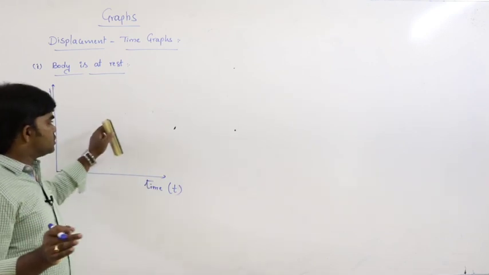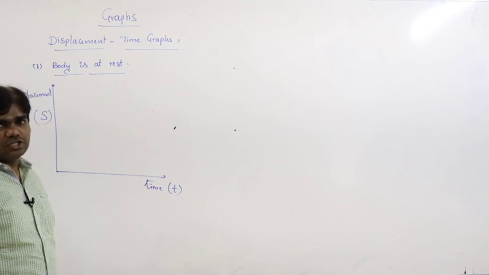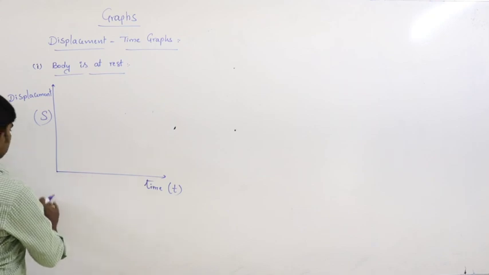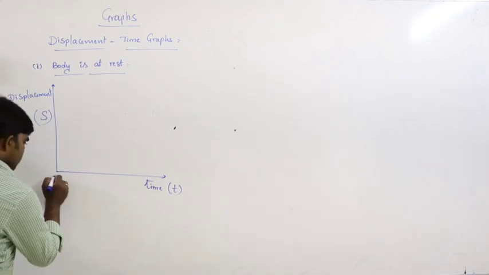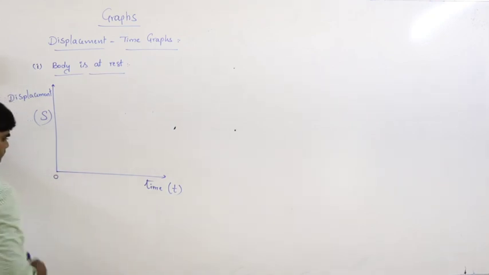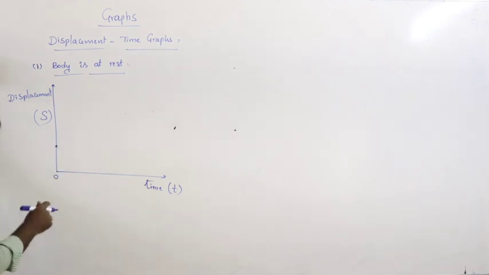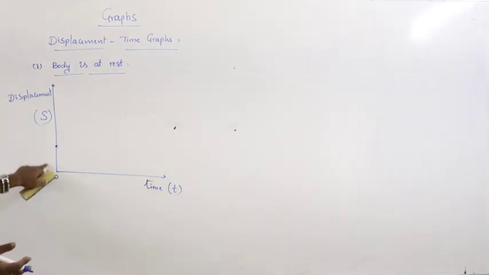But the position of the body does not change. Position of the body does not change. So that's important here. Let us say it is the origin 0. Time increases, but displacement does not change. So let us say the initial displacement: initially it has a certain position along the y-axis.